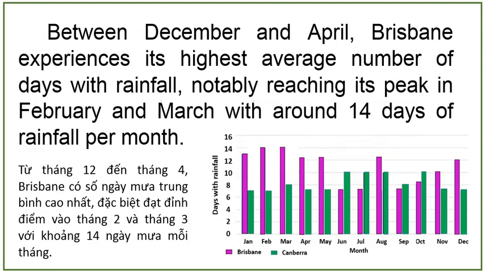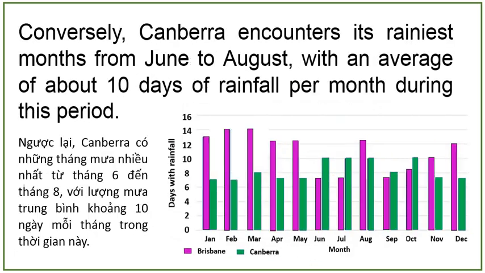Between December and April, Brisbane experiences its highest average number of days with rainfall, notably reaching its peak in February and March with around 14 days of rainfall per month. Conversely, Canberra encounters its rainiest month from June to August with an average of about 10 days of rainfall per month during this period.